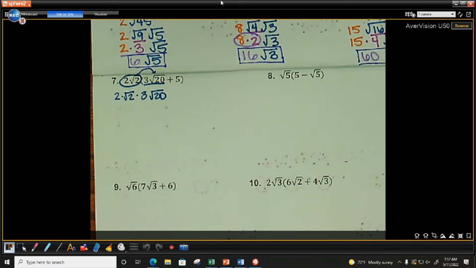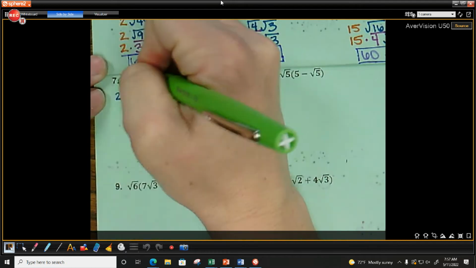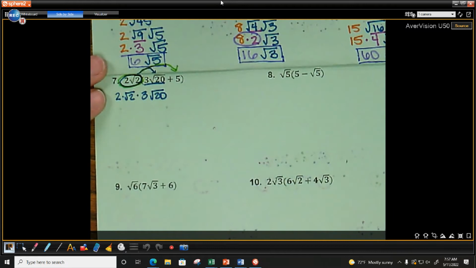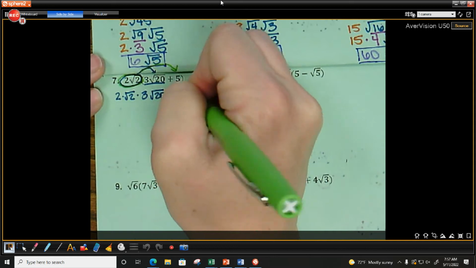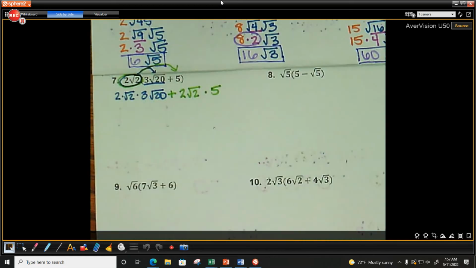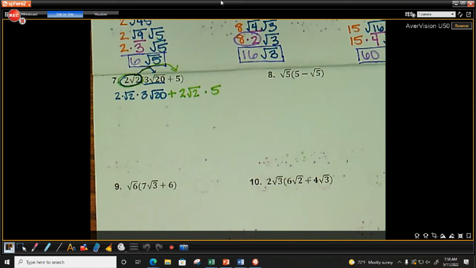Okay, take your outside term, distribute it to the first term in the parentheses. 2 root 2 times 3 root 20. Then I'm going to distribute my 2 root 2 to my positive 5. What's a positive times a positive? Positive. So plus 2 root 2 times 5. Remember, when you distribute, what operation are you doing? Multiplication. Great job. Are we good with that?